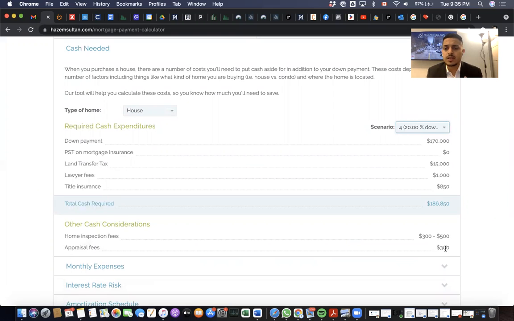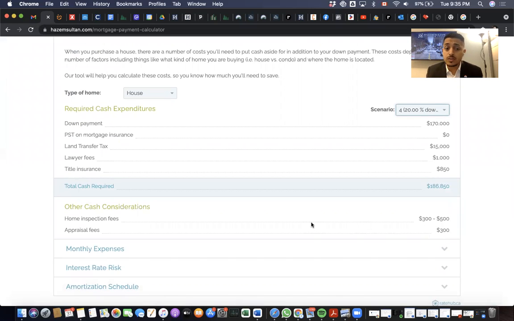And, again, that would be an area where you want to confirm with your mortgage broker or mortgage specialist there. As far as other cash considerations, we're looking at home inspection fees. Depending on the unit, if it's a townhouse, condo, or a house, it could be between 300 to sometimes 600 maybe. Appraisal fees, that is, if the bank requires an appraisal, most likely you will be responsible for that. So it's around 300.